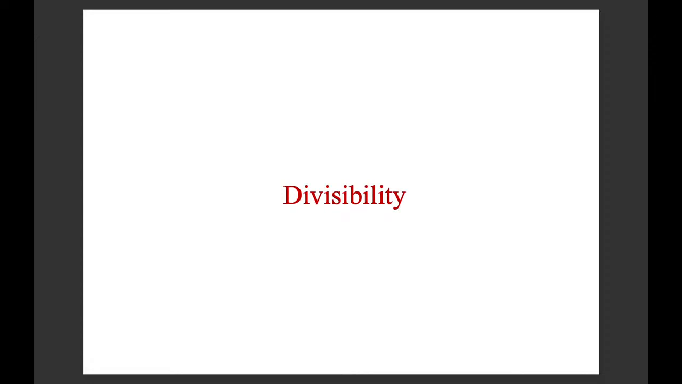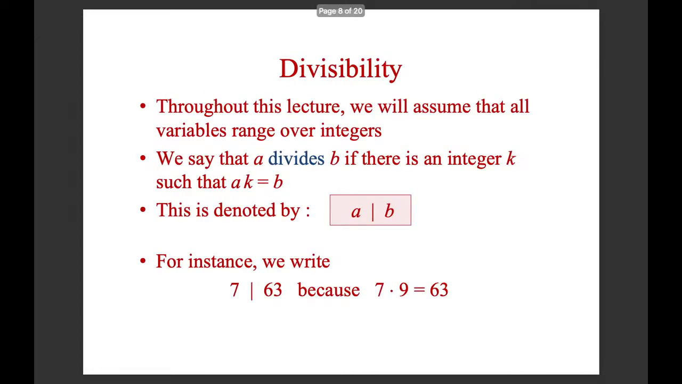Now we go back to our primary school knowledge. We first talk about divisibility. In this lecture, when we talk about number theory, unless we have a special case, we will assume all the variables are integers. And then we introduce a notation. This notation says A divides B properly.